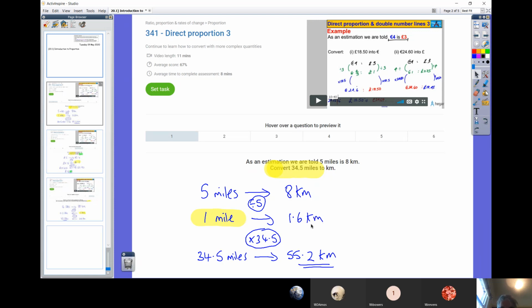Now, once you've got that, it's easy to work out what's the equivalent of 34.5 miles, because clearly that's 34.5 times as much as a single mile. So you multiply both of these numbers by 34.5. So you then do 1.6 times 34.5 to get the final answer of 55.2 kilometres. So it's this first step. You mustn't get into a muddle.